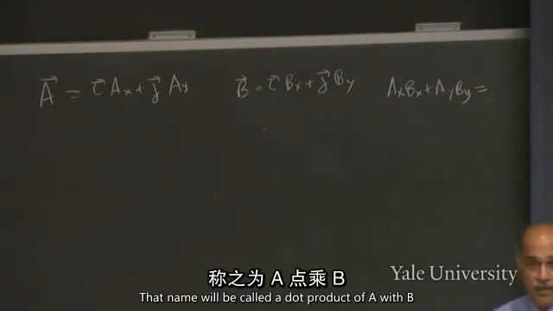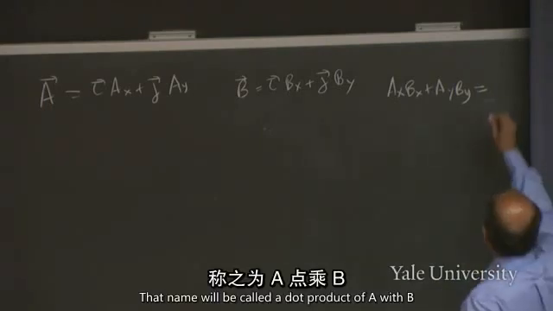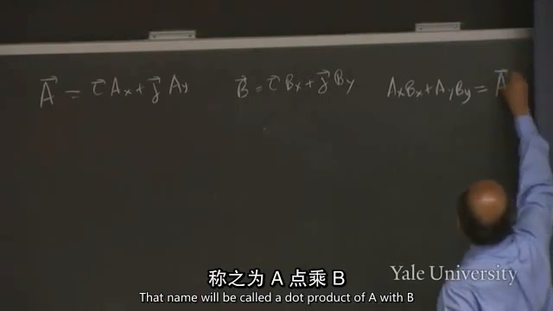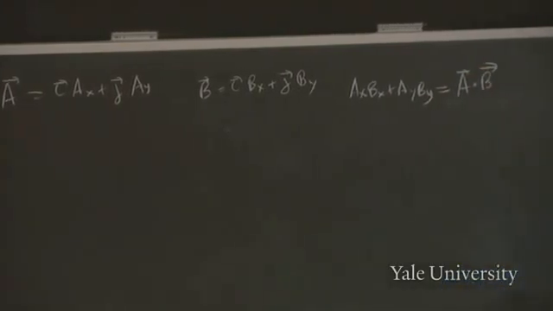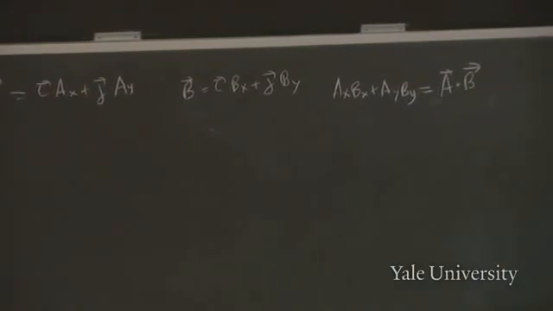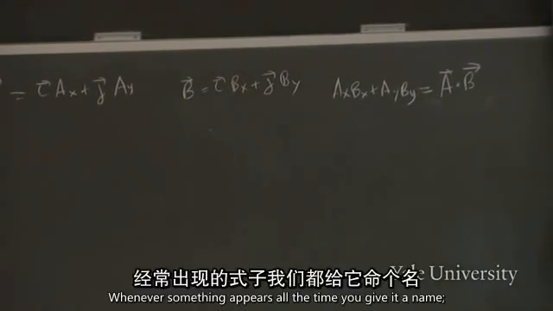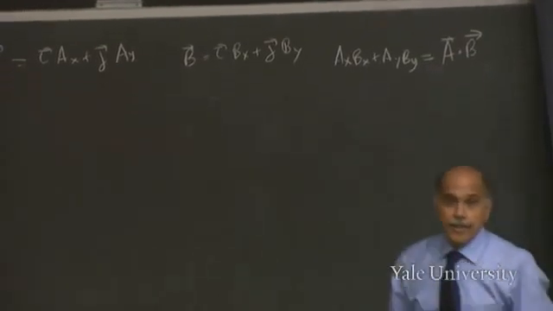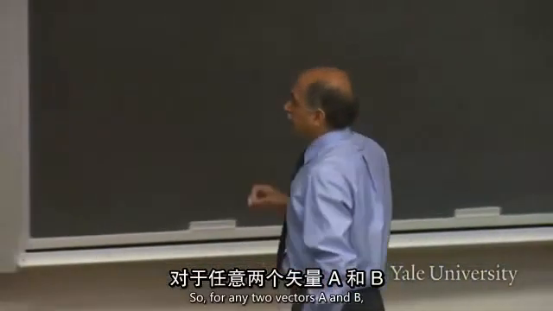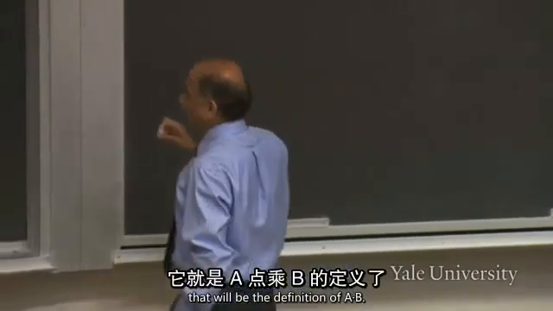Give that a name. That name will be called the dot product of a with b, and it's written like this. Whenever something appears all the time, you give it a name. This is a dot b. So for any two vectors a and b, that will be the definition of a dot b.